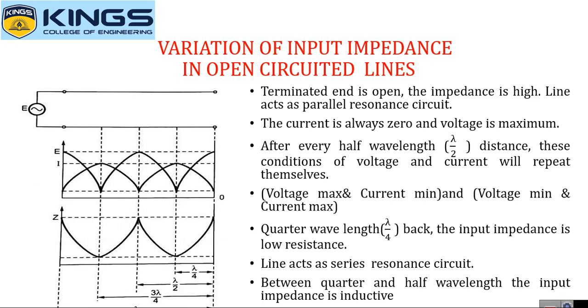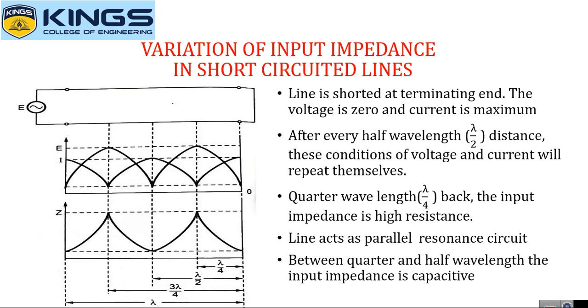After a quarter wavelength, the input impedance is low resistance. At that time the line acts as a series resonance circuit. Between quarter wave and half wavelength, the input impedance is inductive. Next we will see the variation of input impedance in a short circuited line.